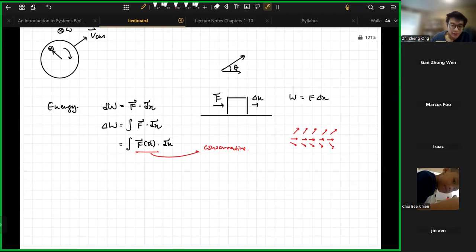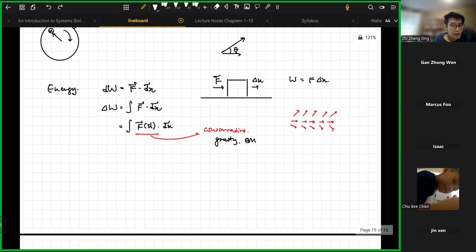For a conservative force, you can find the change in energy. You can derive an equation for conservative forces, and these include gravity, electromagnetism, among other things. As long as a force is conservative, you can always derive gravitational energy, electromagnetic energy, so energy in general.